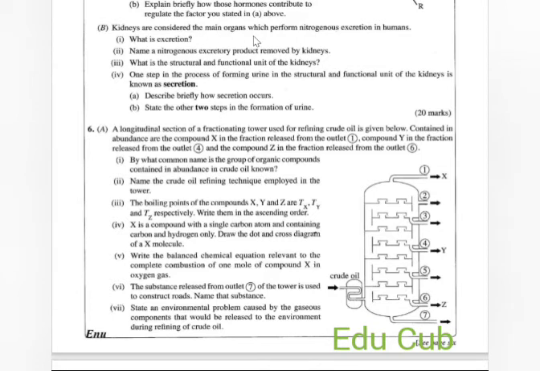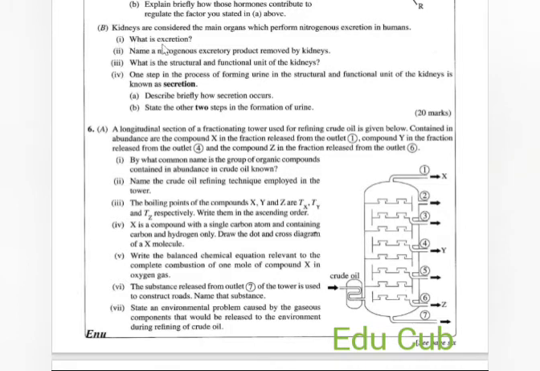Kidneys are considered the main organs which perform nitrogen excretion in humans. So this is regarding your urinary system. What is excretion? Name a nitrogenous excretory product removed by the kidneys. What is the structural and functional unit of the kidneys? One step in the process of forming urine is known as secretion. Part A, describe briefly how secretion occurs. Part B, state the other two steps in the formation of urine.